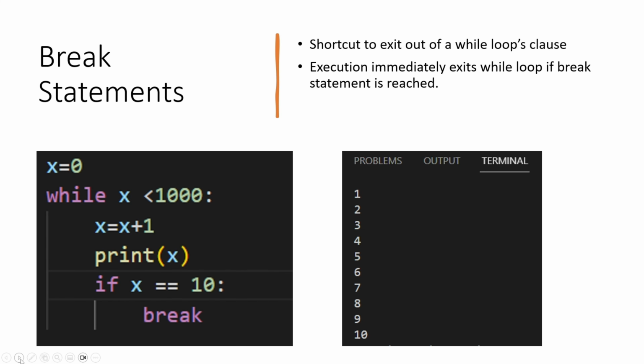Break statements are the shortcut to exit out of a while loop's clause. Execution immediately exits the loop if the break statement is reached. So what this means here is we have a while loop, and while x is less than 1,000, we count, we increment x, we print it, but now we have an if statement here. If x is equal to 10, we're going to break, and that exits completely out of the loop. So as soon as x is equal to 10, notice we print x first, and then we check to see if it's 10. And if it is indeed equal to 10, we break out of our loop, and then we go to the next line of code with no indentation.